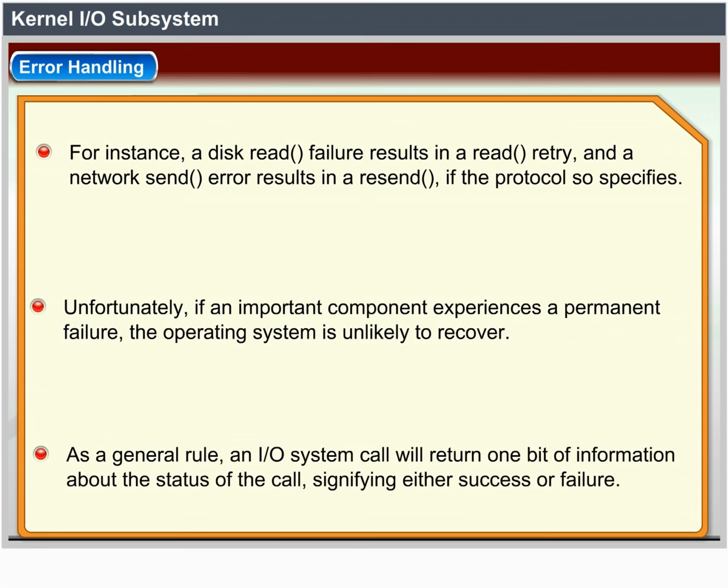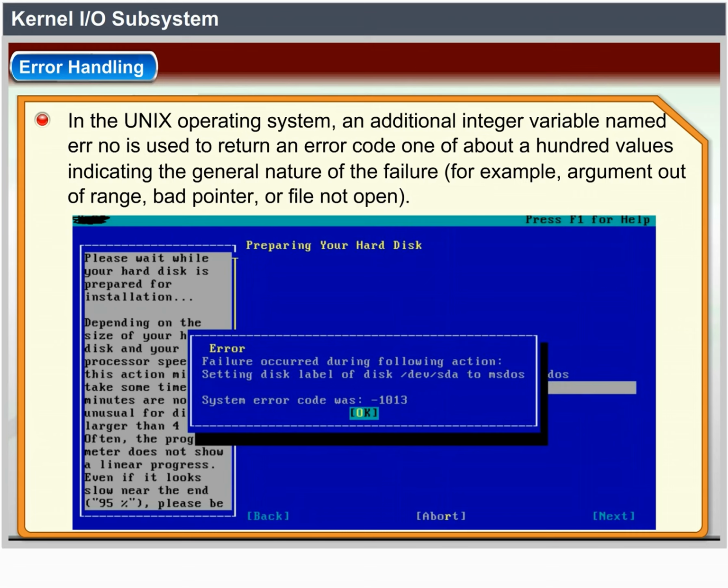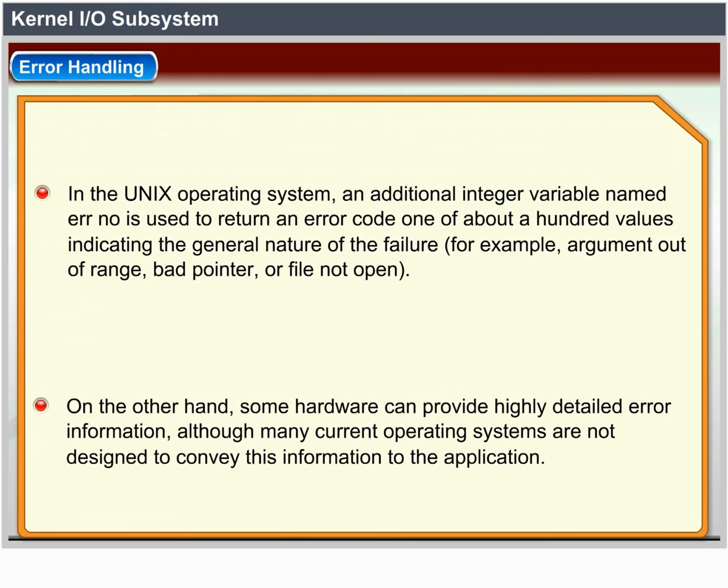In the Unix operating system, an additional integer variable named errno is used to return an error code, one of about 100 values, indicating the general nature of the failure, for example, argument out of range, bad pointer, or file not open. By contrast, some hardware can provide highly detailed error information, although many current operating systems are not designed to convey this information to the application.